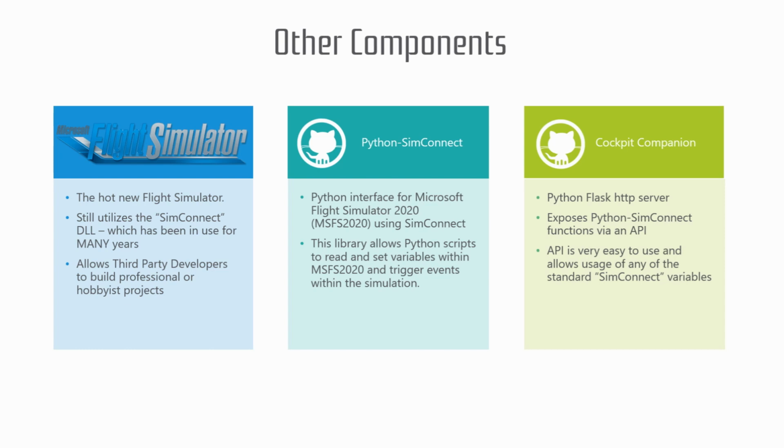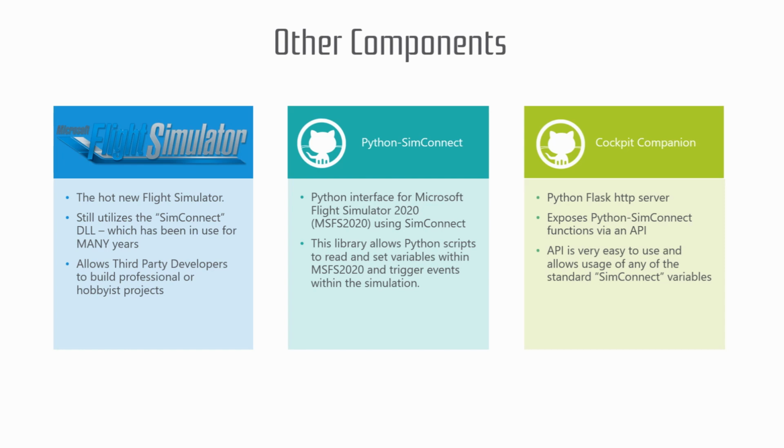There are, I think, over 800 variables that come out of the box in SimConnect, and there's probably even more functions available that you can use to pretty much access anything in the sim. And when you put Python SimConnect on top of it, it makes it very, very easy.